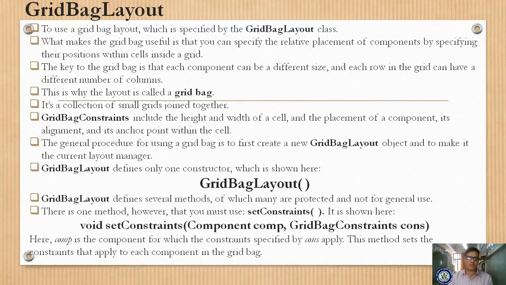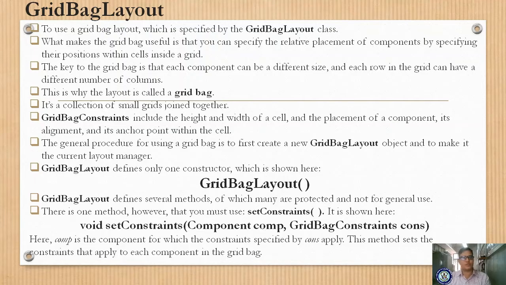It is a collection of small grids joined together. In this grid bag, it consists of small grids which are joined together. Grid bag constraints. Here the constraints, as you know, what do you mean by constraints? A constraint means a rule. Grid bag constraints include the height and width of a cell and the placement of a component. So it consists of the height and width of a cell and the placement of a component, where we have to place our control in that cell. It's the alignment and it's an anchor point within the cells. So it also consists of alignments and anchor points within the cell.